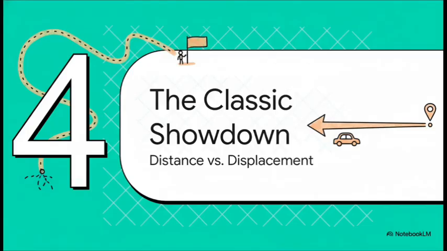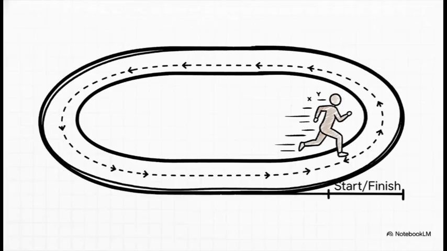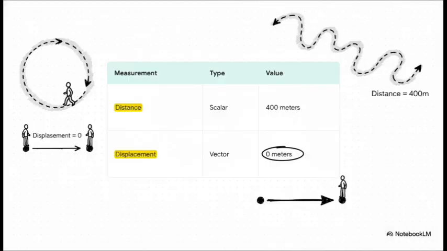All right, time for the main event. Let's put these 2 ideas in the ring for the classic showdown that makes everything click. In this corner, we have distance, and in the other, displacement. Okay, get this image in your head. You're standing at the starting line of a running track. The gun goes off, you run a full, complete lap, 400 meters, and you end up right back where you started. You're tired, you're sweaty, you definitely moved 400 meters. Or did you?